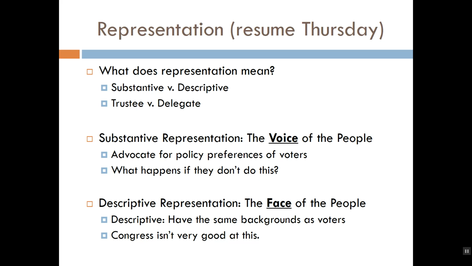So, for example, about 50% of the American population is male, and about 50% of the American population is female. If Congress were descriptively representative, we would expect to see about half of all congresspersons as men, and half of all congresspersons as women. The reality, however, is that Congress does not do a very good job of providing descriptive representation, at least not as compared to where many of us would like for them to be.